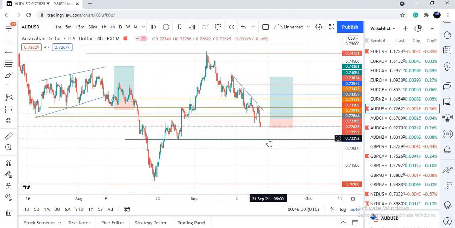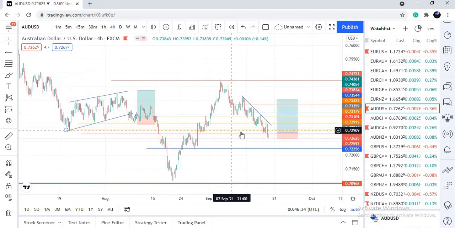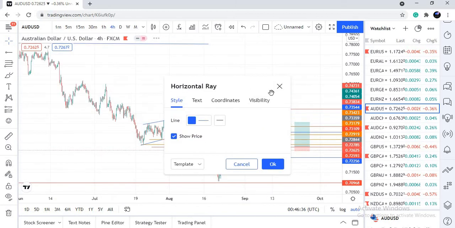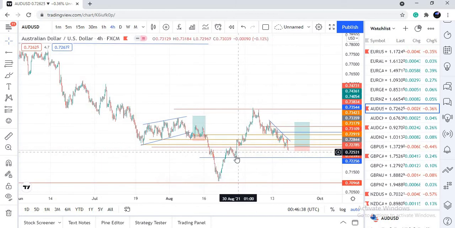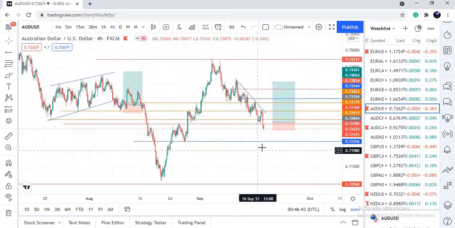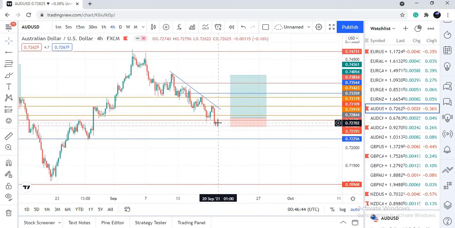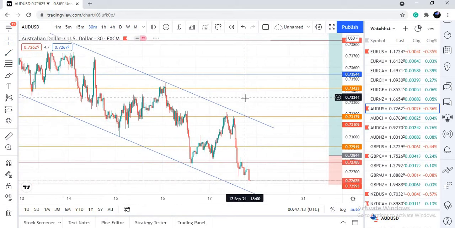We are setting this level expecting that the price is going to reverse on this support level, because this is a potential support level with regards to this support formed here. So we'll just be watching how the AUDUSD will be moving for this week. Let's see how things will be going for the AUDUSD this week.